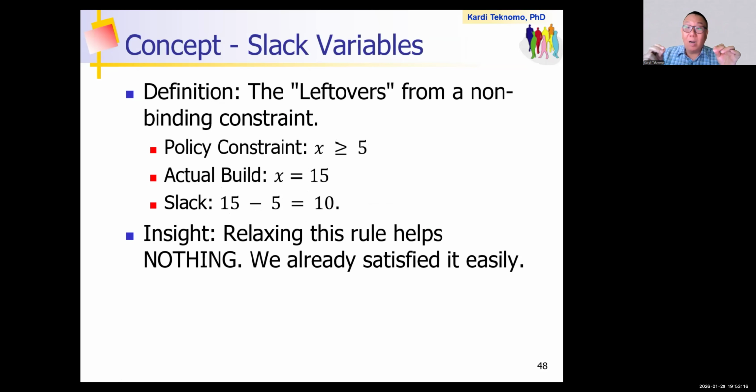So if the mayor lowered the requirement to at least 3 houses, does it change our plan? No, because we are already at 15. So the policy is irrelevant now. Relaxing this rule changes nothing because we already satisfy it easily. This is about prioritization. Don't spend your political capital fighting for a rule that isn't hurting you. You don't need to propose a new law to make it 3 instead of 5. Clear?